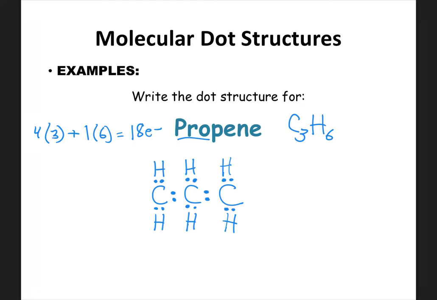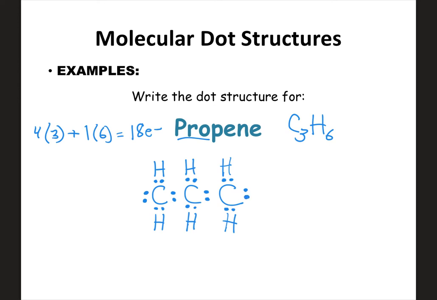So the next step says make everybody happy. If you look, each hydrogen has 2, so each hydrogen is happy. Carbon wants 8 valence electrons. If you notice here, the carbon in the center is good. He has 8 electrons around him, but the carbons on the ends only have 6. So each of those carbons needs an extra pair of electrons. So I made everybody happy.